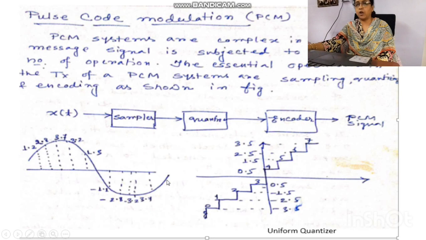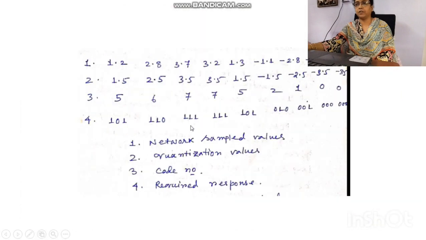The waveform is the analog waveform, which is x(t). Then it is sampled here. We can see the values here: 1.2, 2.8, 3.7. All these are the sample values. Then they will be quantized, or rounded off. Then after that they will be encoded, either with a 2-bit or 3-bit encoding technique, which is given here in this slide.